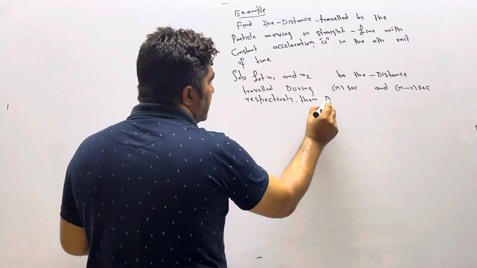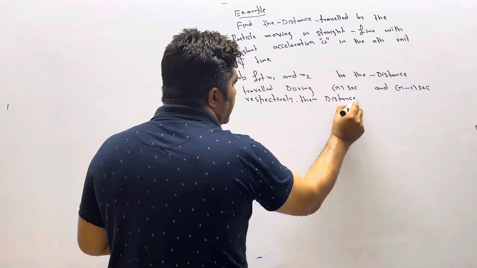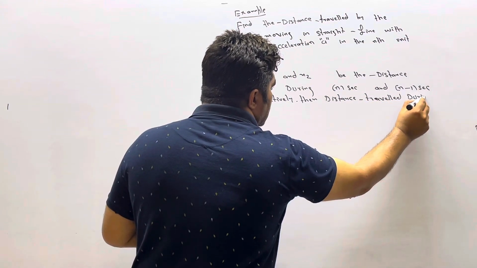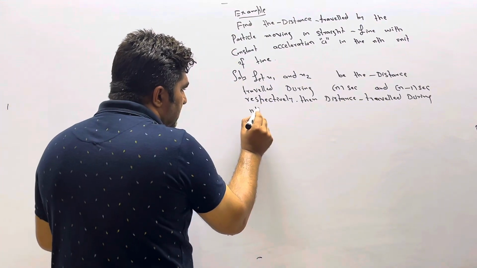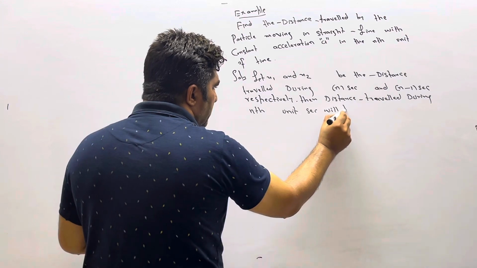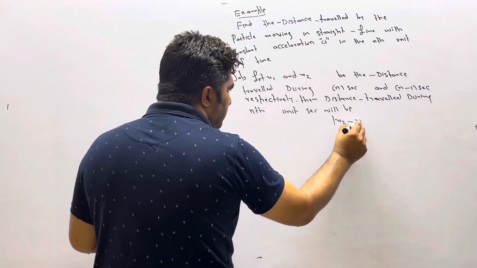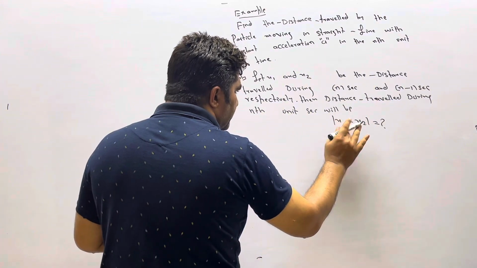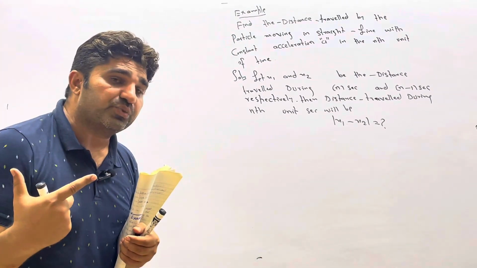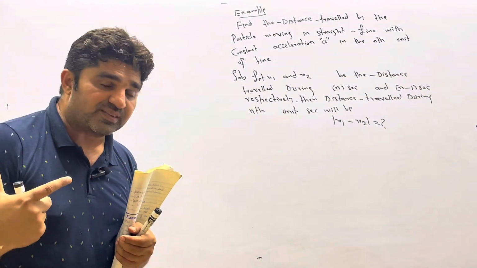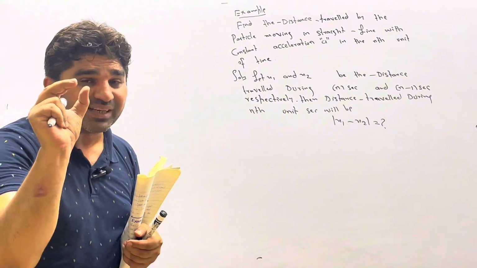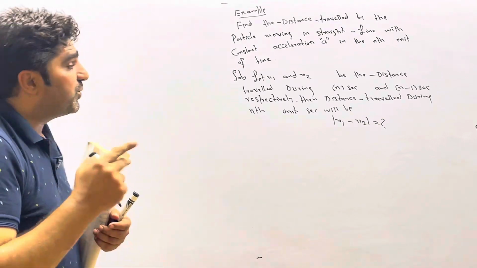Then the distance traveled during just the nth second will be x1 minus x2. I explained that if x1 is the distance during n seconds and x2 is the distance during n minus 1 seconds, then just during the nth second, this will be x1 minus x2. During the nth second, what will be the distance? We want to find out those things. Okay, we'll start here. No issue.